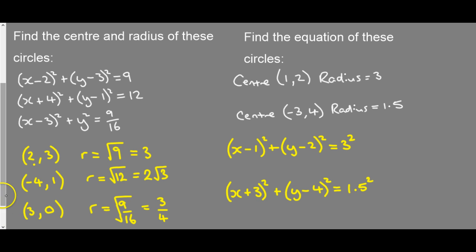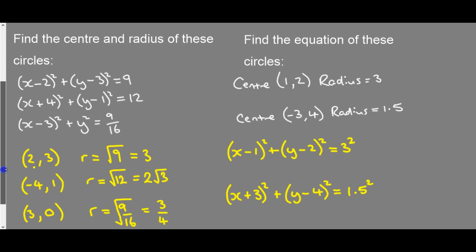So that's the basics of, from an equation of a circle, finding the centre and the radius, and from the centre and the radius, finding the equation. There are another couple of videos looking at how we can further develop this idea of circles and their equations.